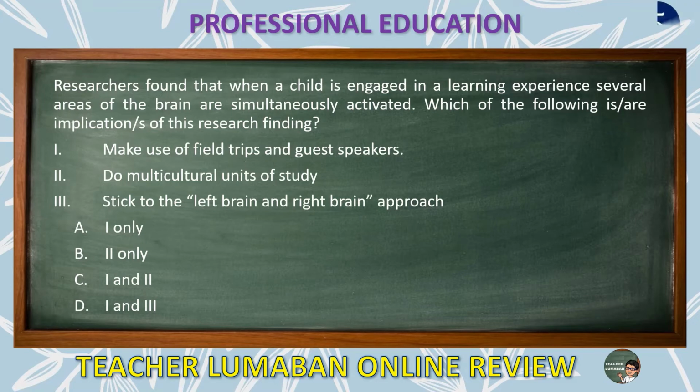5, 4, 3, 2, 1. The correct answer is letter C. Roman numerals 1 and 2. Researchers found that when a child is engaged in a learning experience, several areas of the brain are simultaneously activated. The following are implications of this research finding: make use of field trips and guest speakers and do multicultural units of study.